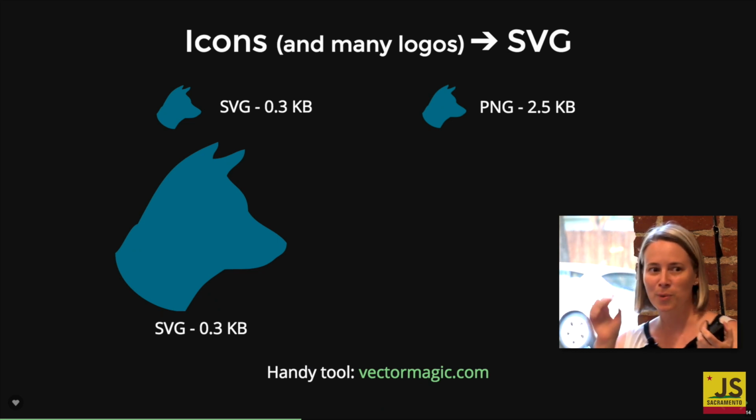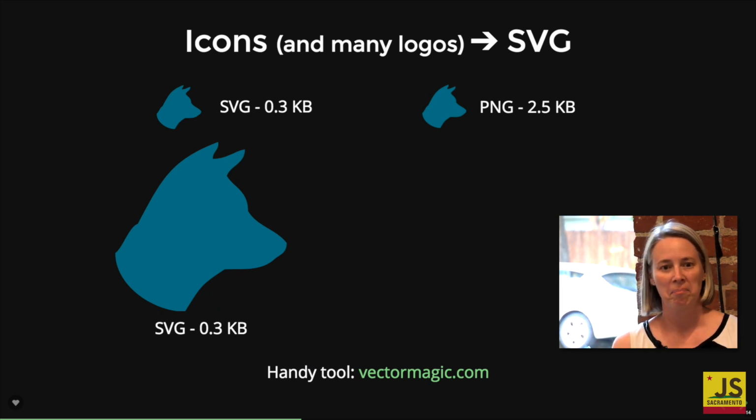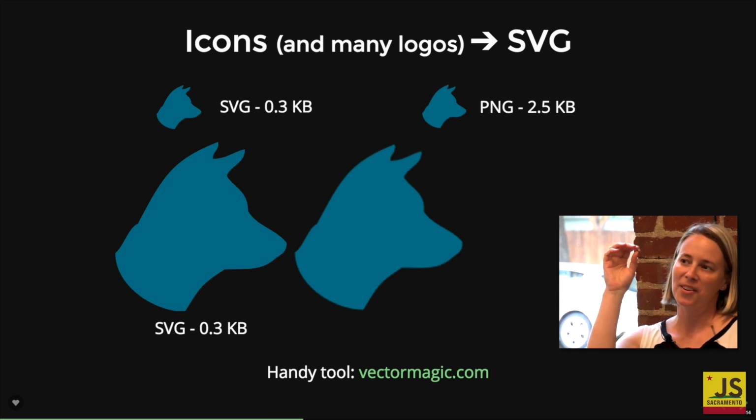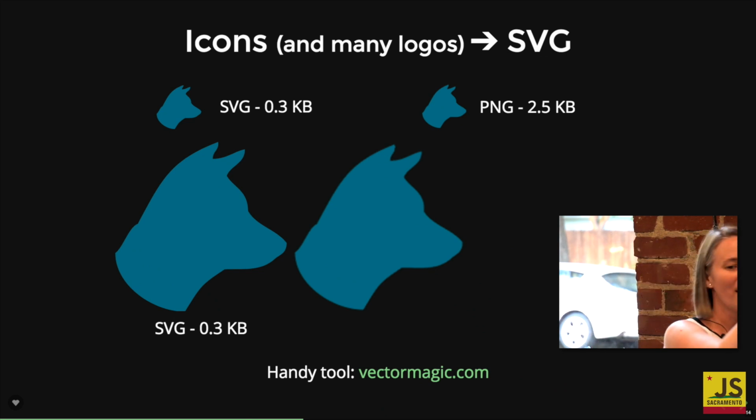It's just saying this is where the line is, this is how it's shaped. You can scale that as large or as small as you want. Whereas a PNG, it's a matter of pixels. It's a raster image. So it's saying this is what color the dot is at each point. And if you want to make it bigger, you've got to give it more dots.